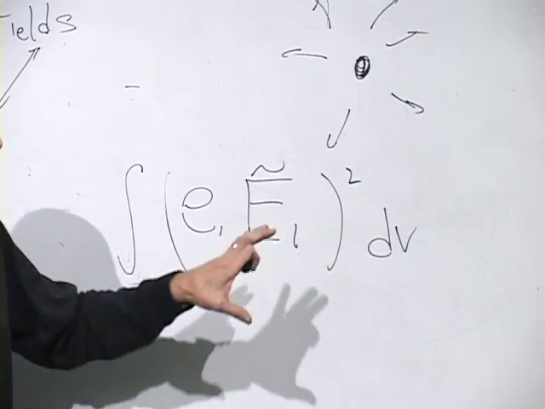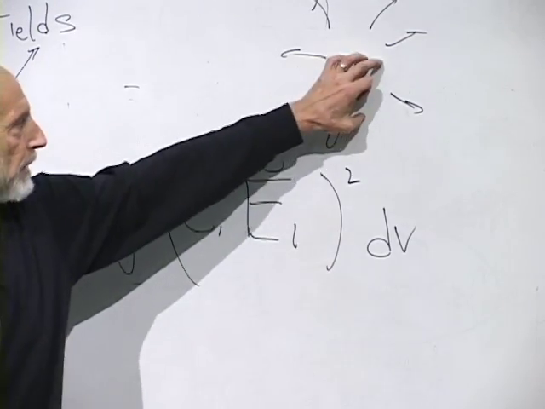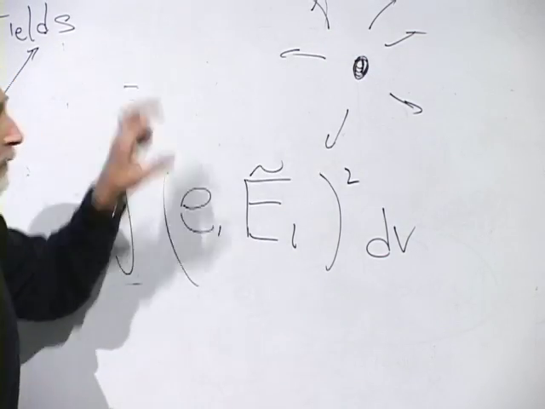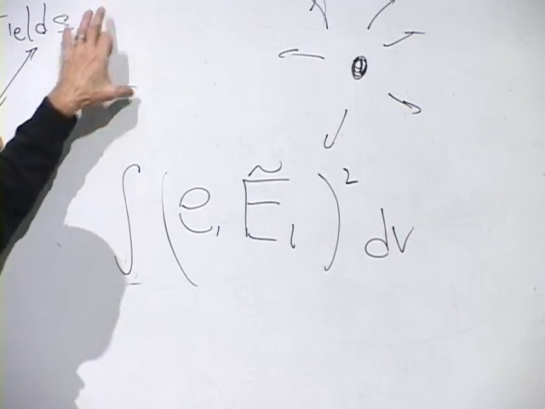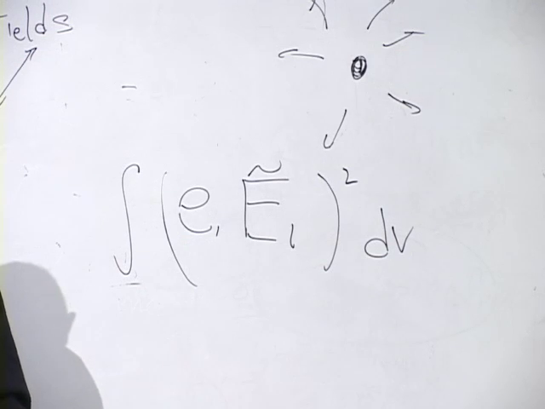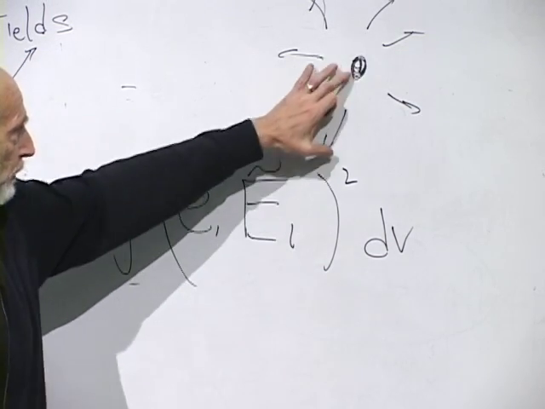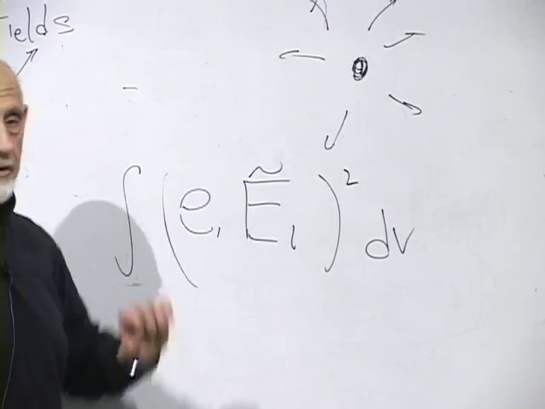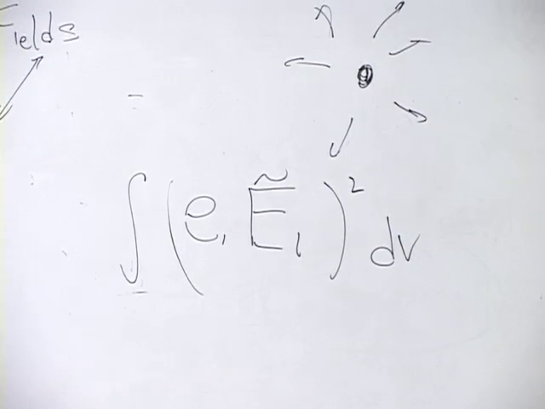Now, this energy does not depend on where we put the particle, right? The field will move. If we move the particle, the field will move with it, but the field energy will always be the same. The electric field will adjust to the position of the charge. The field will always give rise to exactly the same field energy.